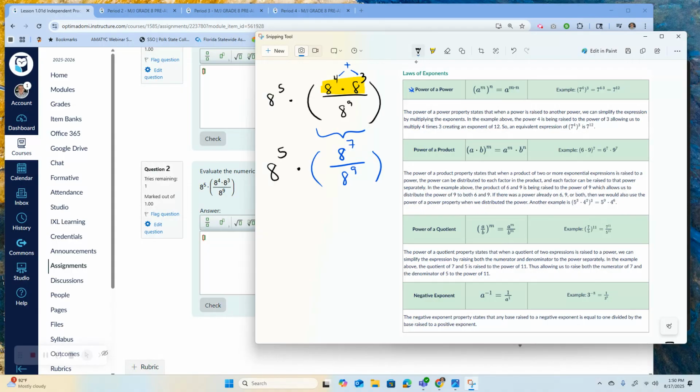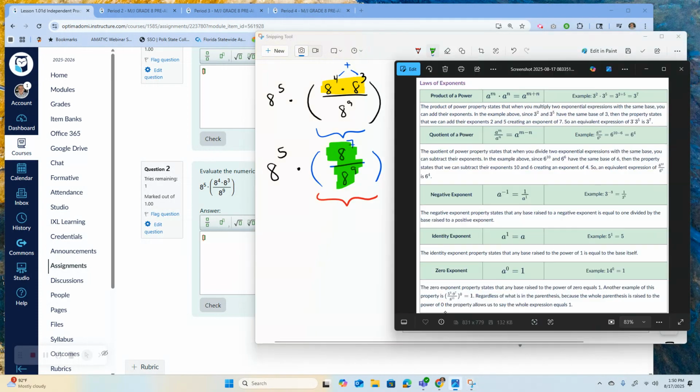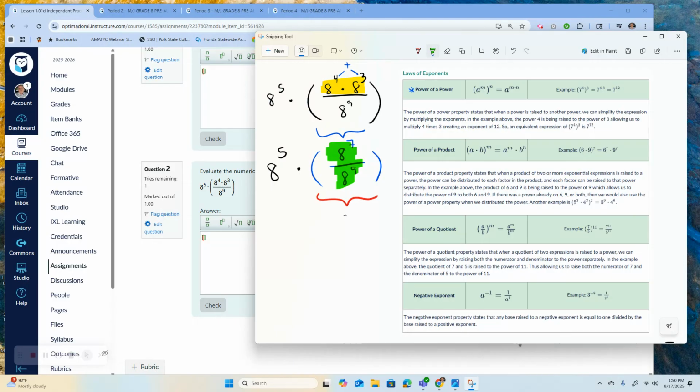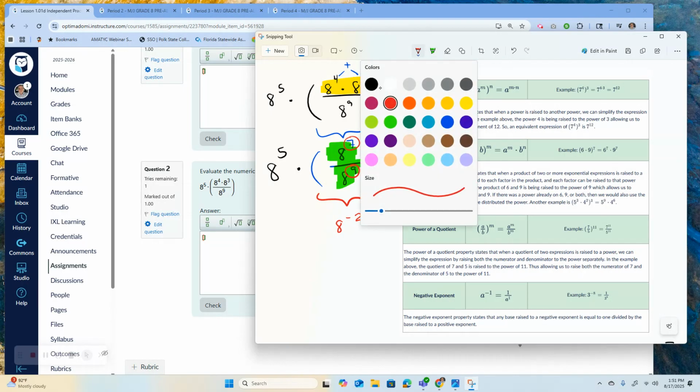In my next step now, I can eliminate the parentheses because inside the parentheses, let me highlight this in another color, I have a fraction, which means I'm dividing. And by the quotient rule, when you're dividing powers with the same base, you keep the base. My base is 8. And you subtract the exponents. 7 take away 9, you can use the calculator, it's going to be -2. And look, I got rid of the parentheses.